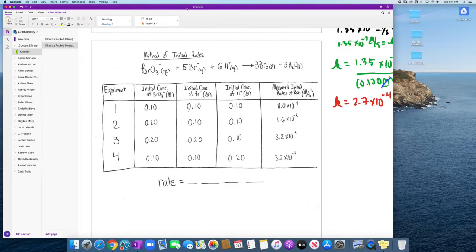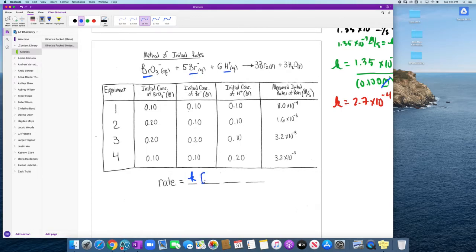The method of initial rates allows us to establish the differential rate law. In general, it's going to look like this. You're going to have some type of rate constant, which we're going to have to figure out. It's the last thing that we can figure out. The rate is a function of the concentrations of the reactants here.